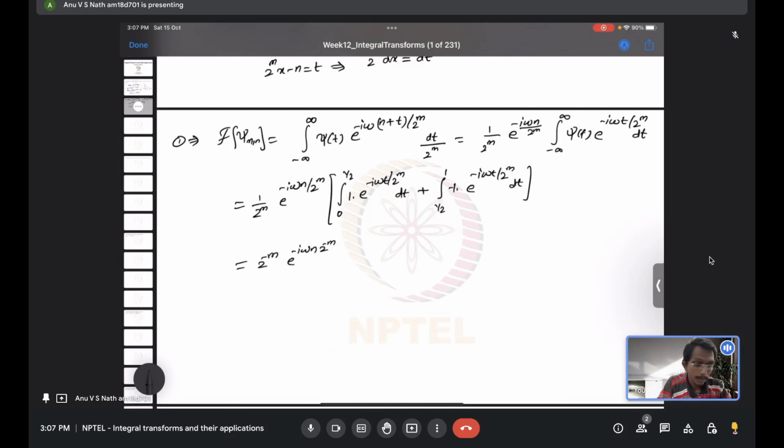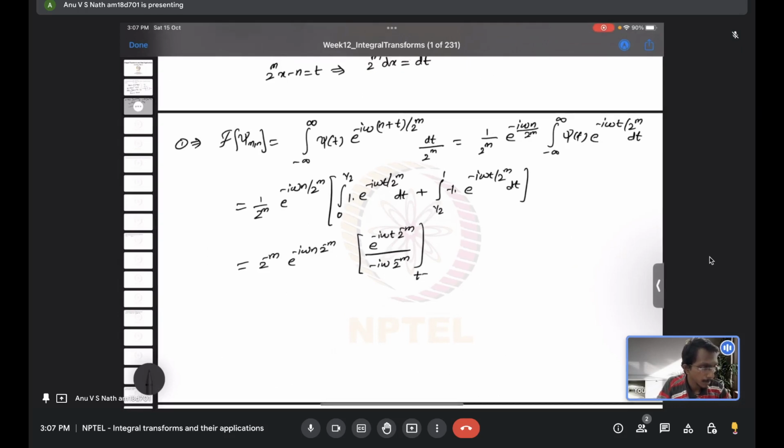Now this integral we can perform easily. It's just an integral of exponential, e raised to minus i omega t 2 raised to minus m, divided by minus i omega 2 raised to minus m, where the limits for t are from 0 to half. And the next integral is the same: e raised to minus i omega t 2 raised to minus m by i omega 2 raised to minus m, with limits for t from half to 1.